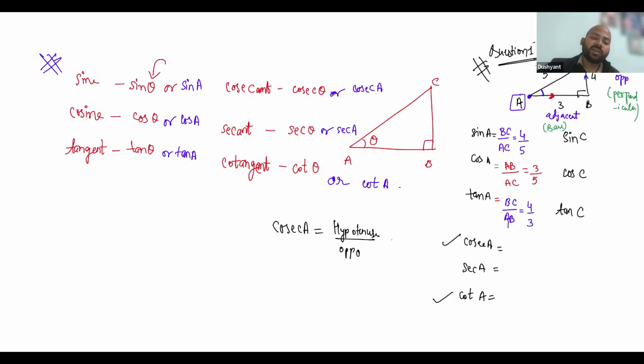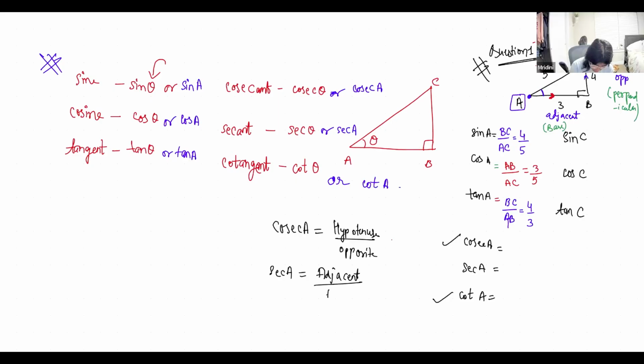And secant, that is sec of A, the reciprocal of cos. So cos is adjacent over hypotenuse, just reverse of it. So that will become hypotenuse over adjacent. Reverse of it, right? Yeah. So hypotenuse over adjacent.